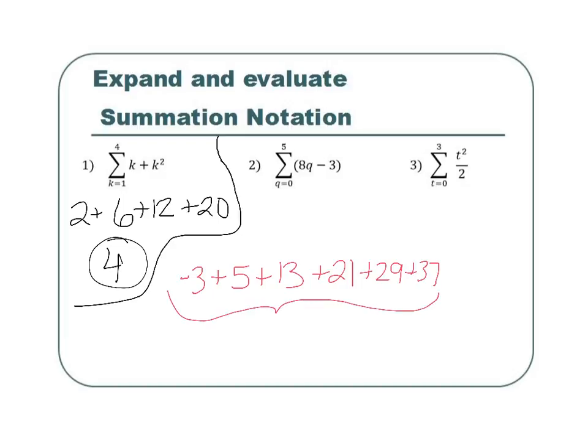And then we just take all of these numbers and we add them up. And those end up equaling 102. So that's the sum of all of those values in that sequence. Okay, let's try one more. You do this one. Pause the video, see if you can figure this one out, and then come back.